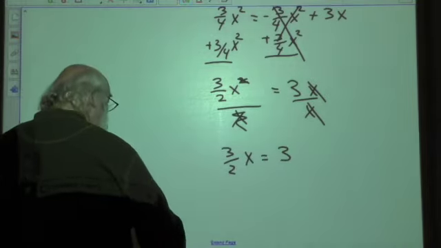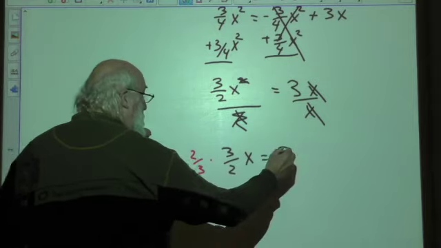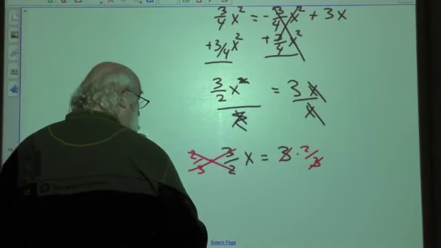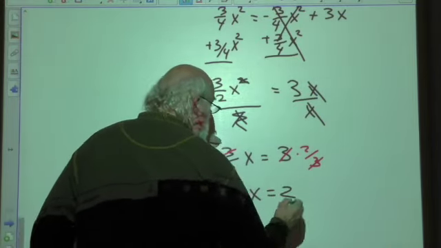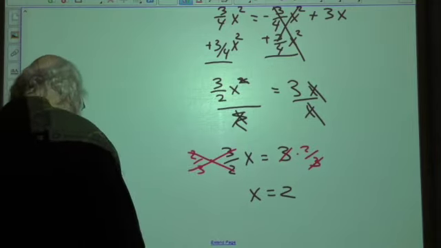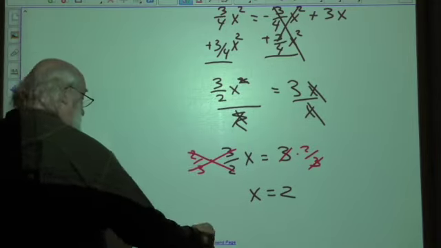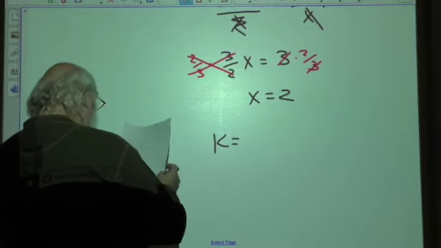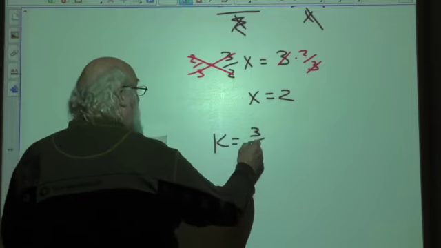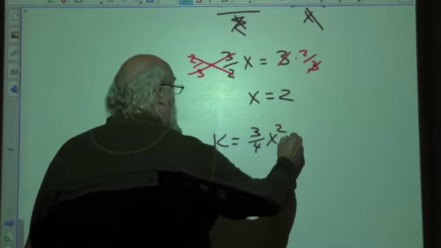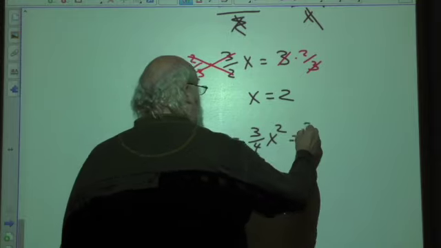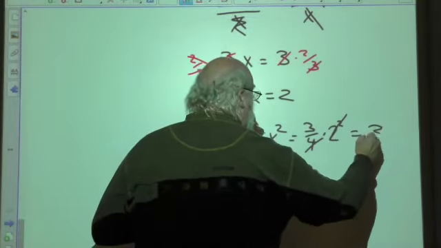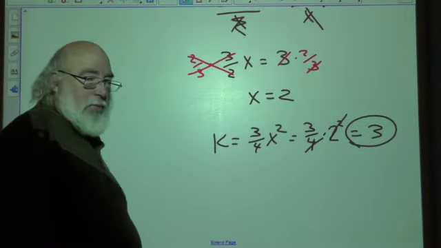Multiply both sides by 2/3. These cancel out. These cancel out. And x equals 2. And if x equals 2, then k, which is defined as 3/4 x squared, is going to equal 3/4 times 2 squared, which is 4. They cancel out, and our value for k is 3.